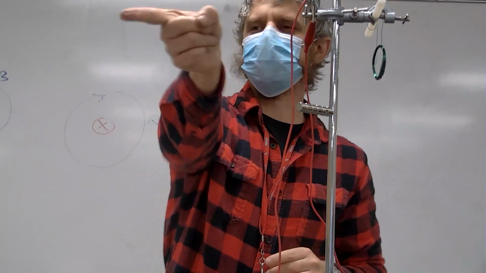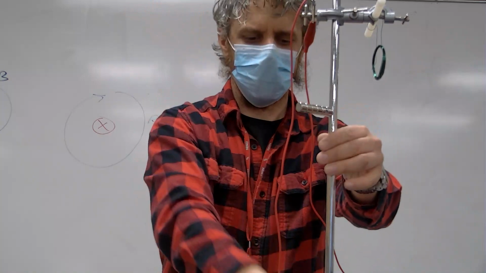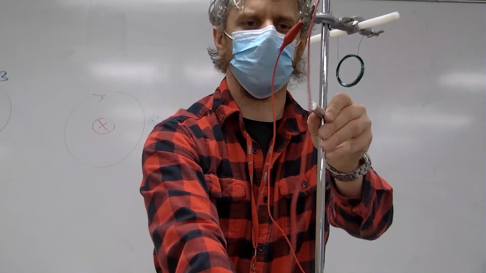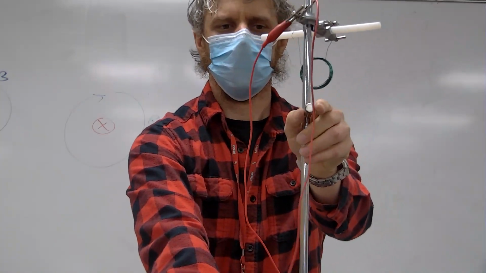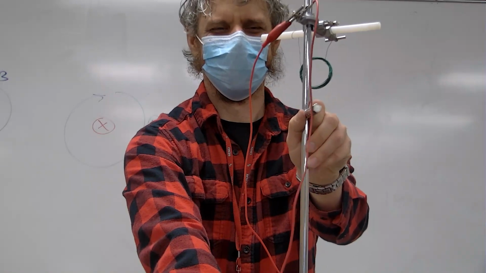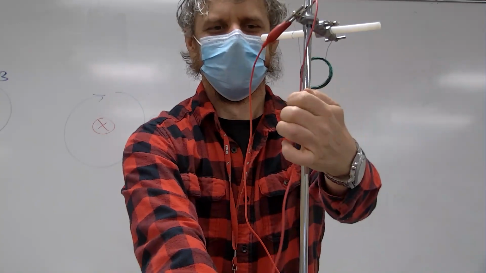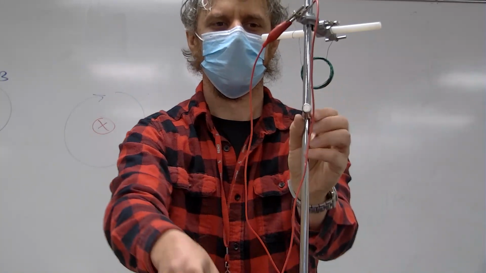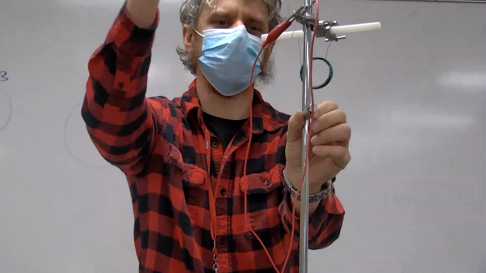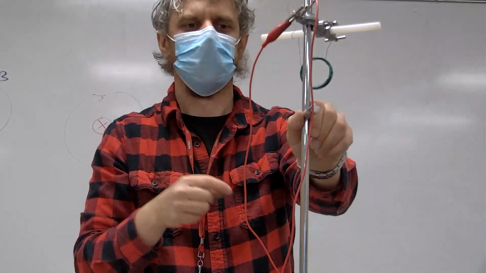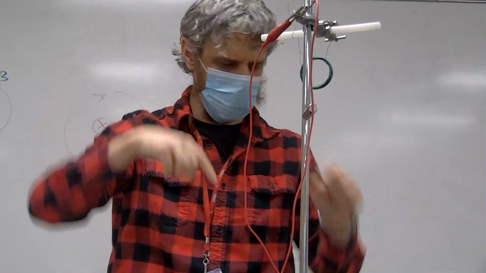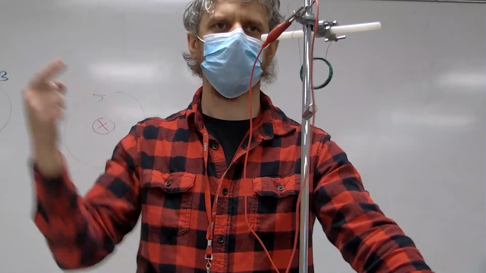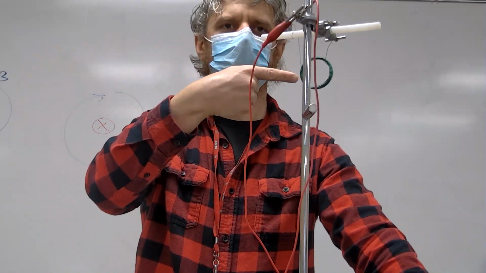So the field lines are pointing out this way, towards you. If you squint, you can see them. The field line points towards you from this magnet. The conventional current is going down. Magnetic field points towards you. The force is this way, right?